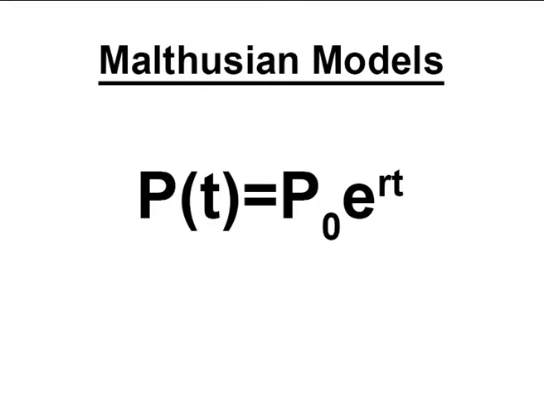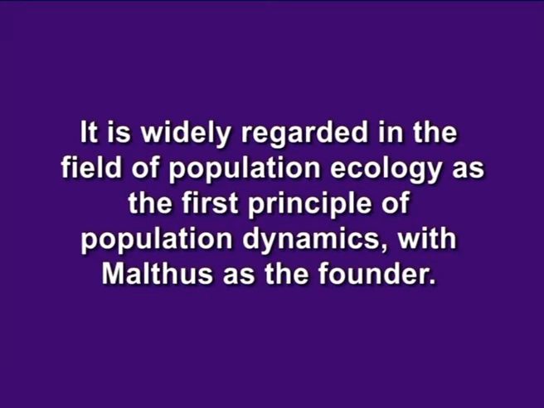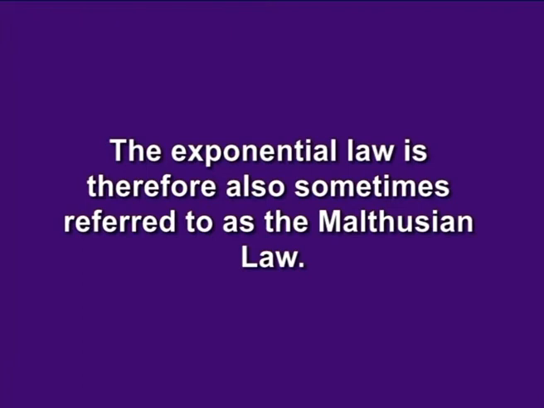Malthusian models have the following form: P(t) equals P naught e raised to the power rt, where P naught is the initial population size, r is equal to the population growth rate, sometimes called the Malthusian parameter, and t is equal to time. It is widely regarded in the field of population ecology as the first principle of population dynamics, with Malthus as the founder. The exponential law is therefore also sometimes referred to as the Malthusian law.